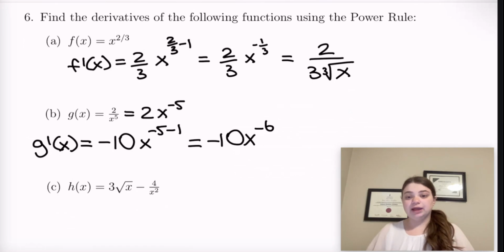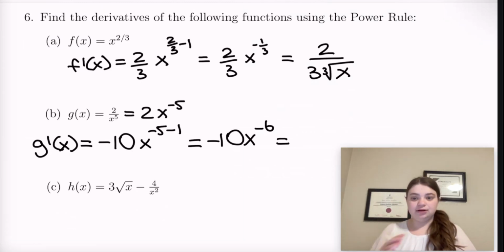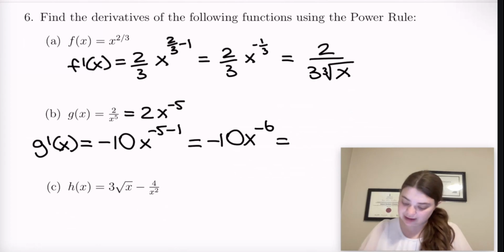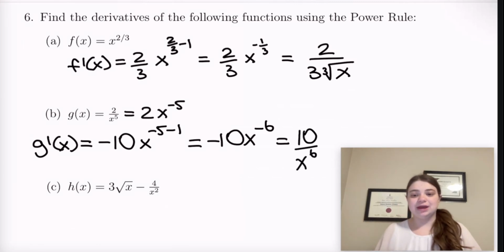Now, if you don't like negative exponents in your answer, that's fair. If that's the case, we can just move it onto the denominator and get rid of the negative sign. So we would have negative 10 over x to the power of 6, like that would be a way to get rid of the negative.